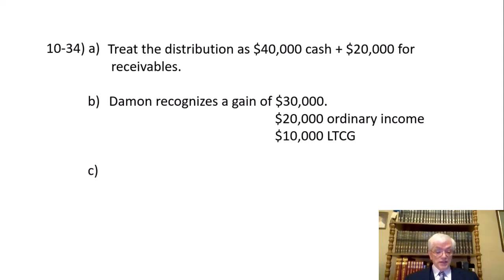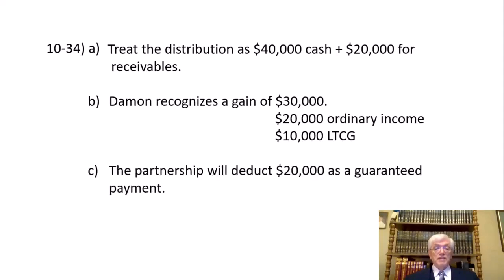Letter C, how does the partnership treat the distribution to Damon? Partnership will deduct $20,000 as a guaranteed payment, as a payment of ordinary income.